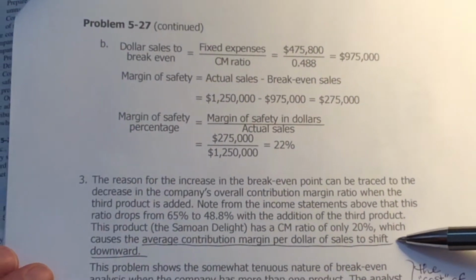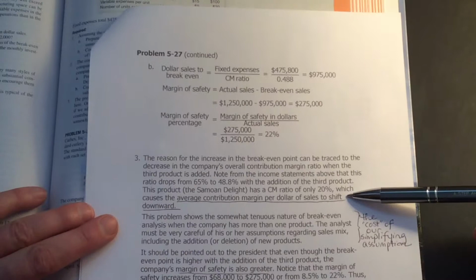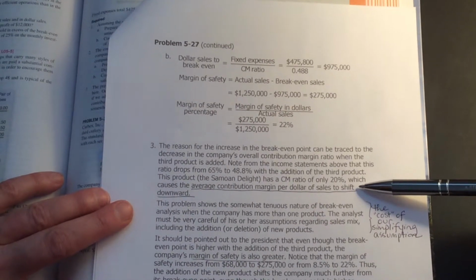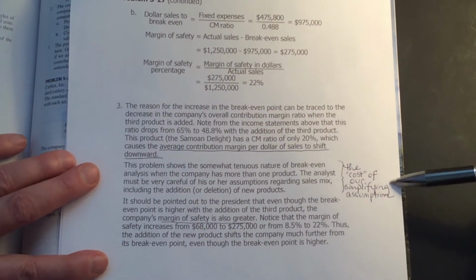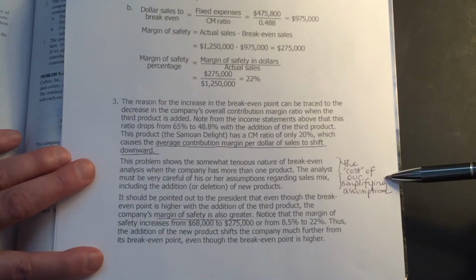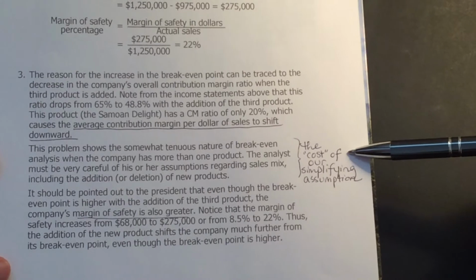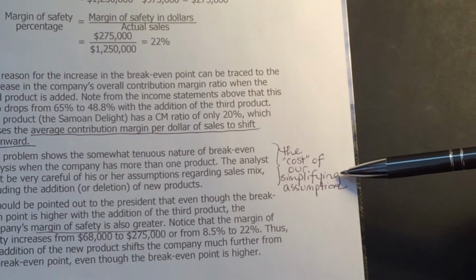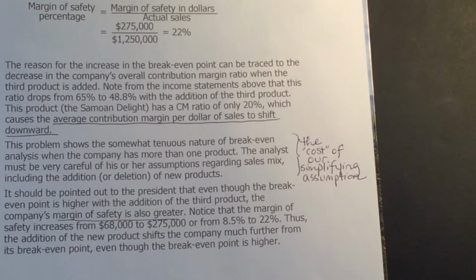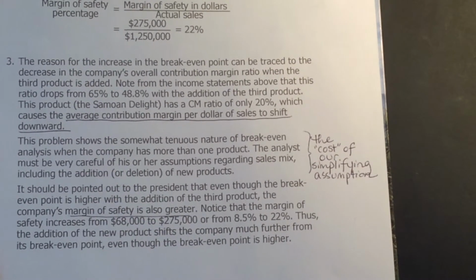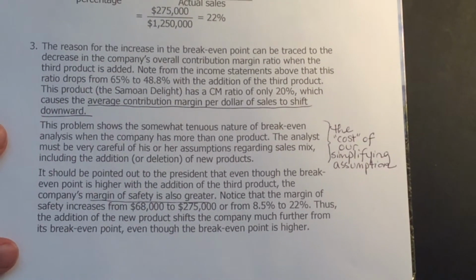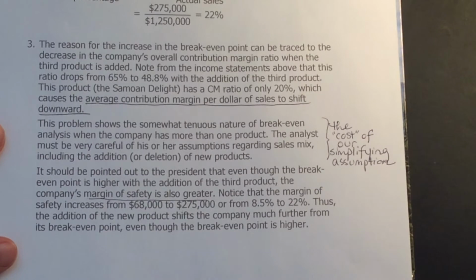This can be confusing. The average contribution margin per unit or per dollar of sales went down with the change in mix. And what your solutions manual is talking about here is this result does confuse people. And it's really the downside of our simplifying assumption that sales mix doesn't change and that we're using a weighted average to do all of these calculations. So that's problem 27.